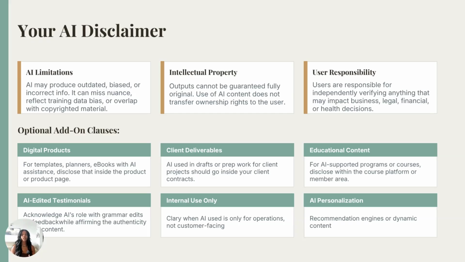Additionally, consider adding clauses that align with your business operations. So for digital products, disclose AI assistance inside the product or on your sales page. For client deliverables, note AI use in your contracts. For educational content, if you have AI supported programs or courses, disclose within the course platform or member area. If you have AI edited testimonials, you should acknowledge the AI's role while affirming authenticity. If AI is used solely for internal operations, specify that to limit exposure.